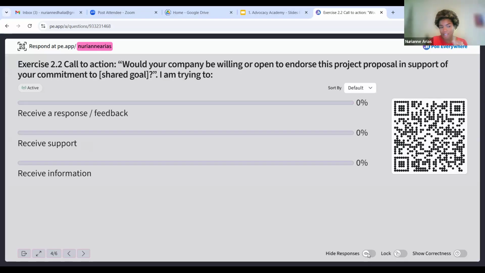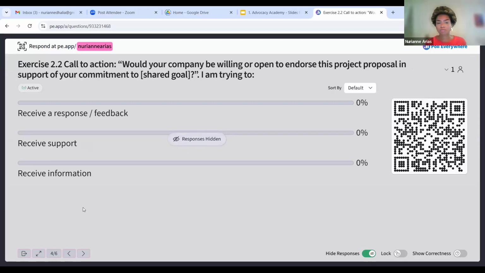This is the last question from poll EV. Okay. Would your company be willing or open to endorse this project proposal in support of your commitment to promoting healthy lifestyles among children and youth? I'm just giving an example. That could be the shared goal. So what do you want to achieve? A response, a feedback, receive support, receive information? What exactly am I looking for?